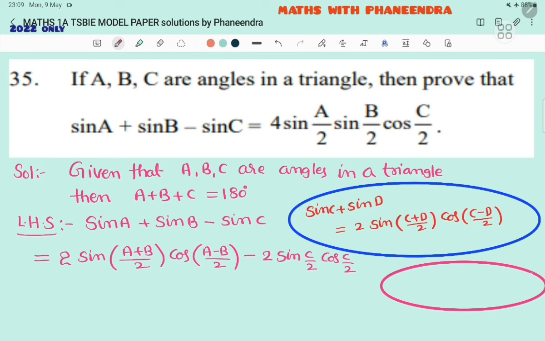Again, A plus B plus C is equal to 180. A plus B by 2 is equal to 180 minus C by 2. So 90 minus C by 2 only, no? So sin of (A plus B) by 2 is sin of 90 minus C by 2, which is cos C by 2. Directly I am writing here sin of (A plus B) by 2 is cos C by 2. Now onwards you remember.